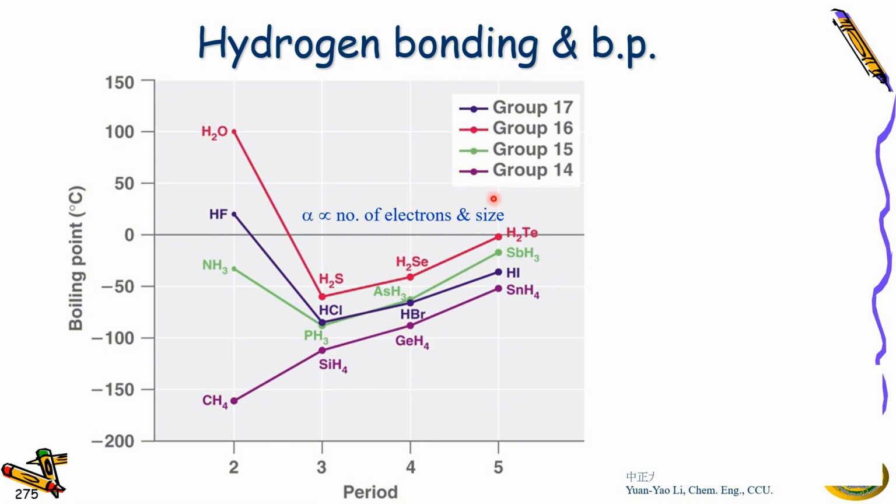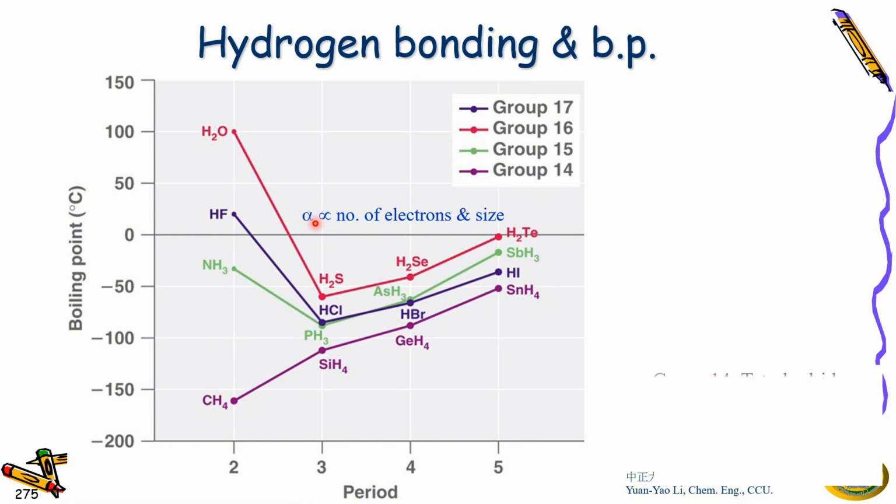Because the boiling point is related to the polarizability. Remember, alpha is polarizability, and polarizability is related to the number of electrons and the size of the molecule. If you have more electrons and the size of your atom is bigger, that means polarizability is high. If you have high polarizability, that means the temperature needs to be high for the melting point and the boiling point, because higher energy is required to take the molecules apart from each other.